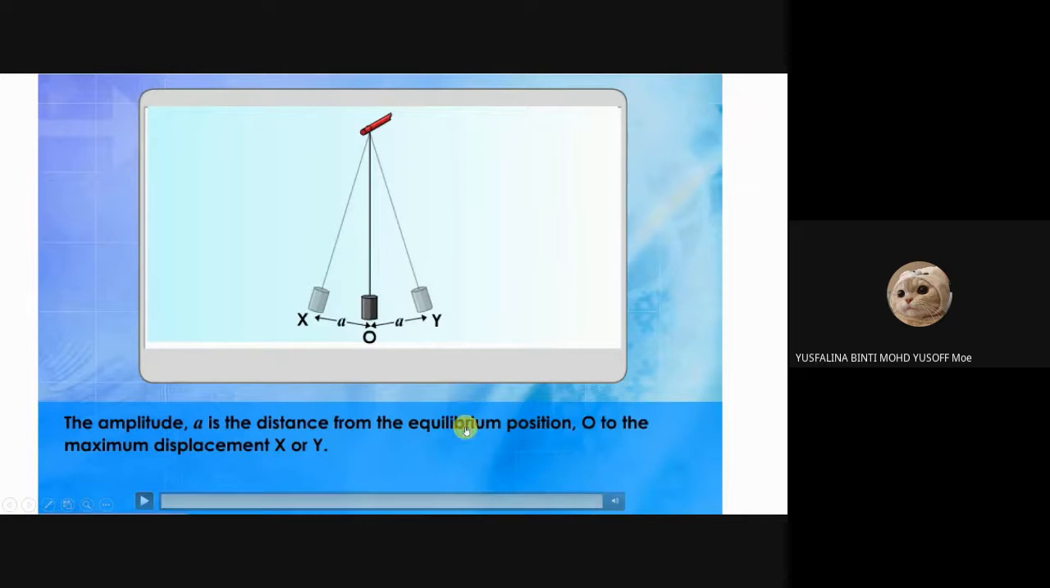Let me give you an example. Let's say I have a pendulum here. I try to move it here, I move it until this is point B, so until 5 cm. This one is point C, this one also should be 5 cm. So what is my amplitude here?